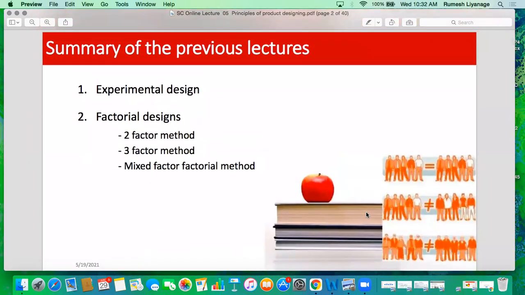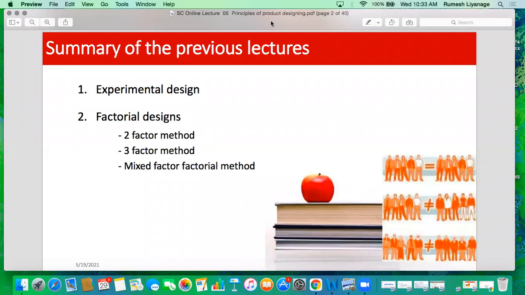So we have discussed experimental designs and what are the advantages of using such statistical designs, and what are the factorial designs. So we have discussed two factor methods, three factor methods, and also finally mixed factor factorial method. So I suppose that you all can now design and apply those factorial designs in your research and product developments.